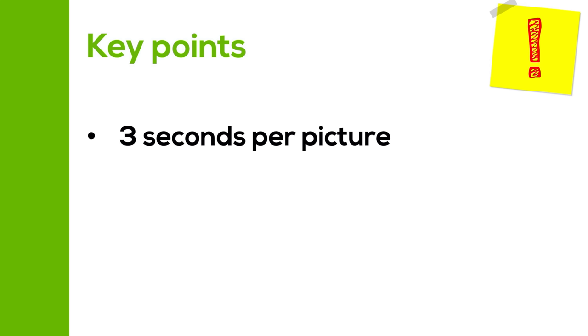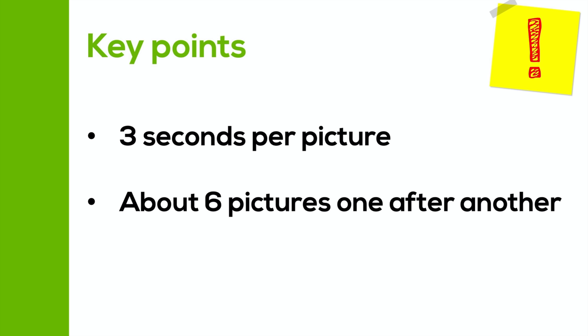So what are some of the key points for this question type? Firstly, like I mentioned, you only have 3 seconds per picture to identify what is in the object. 3 seconds is so short. And because it's so short, it really does put you under a lot of pressure. So make sure when you're doing this question that you stay calm under pressure.